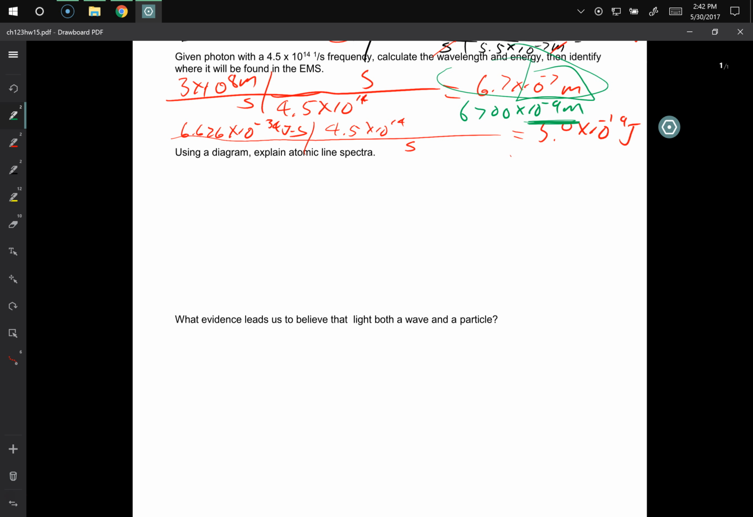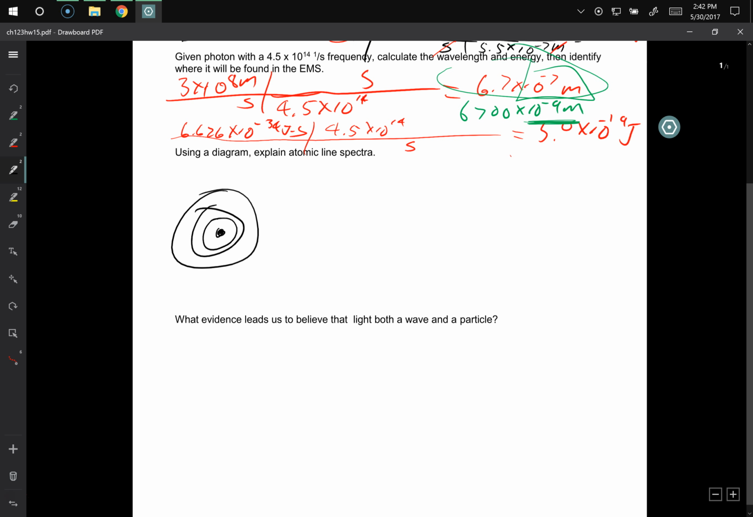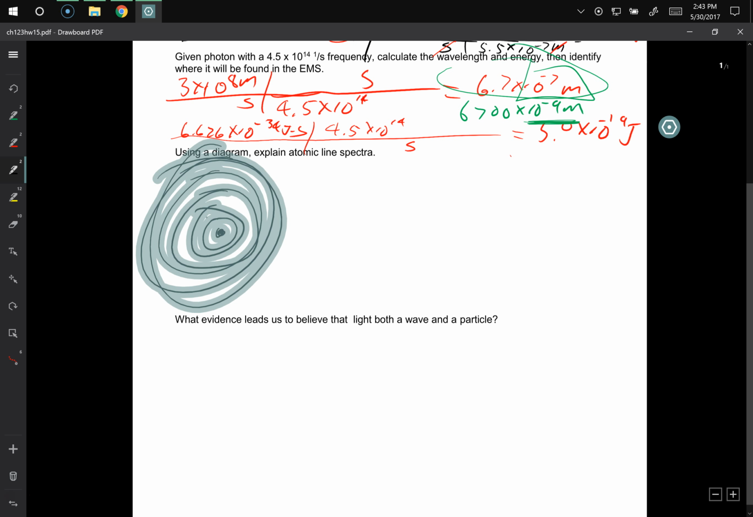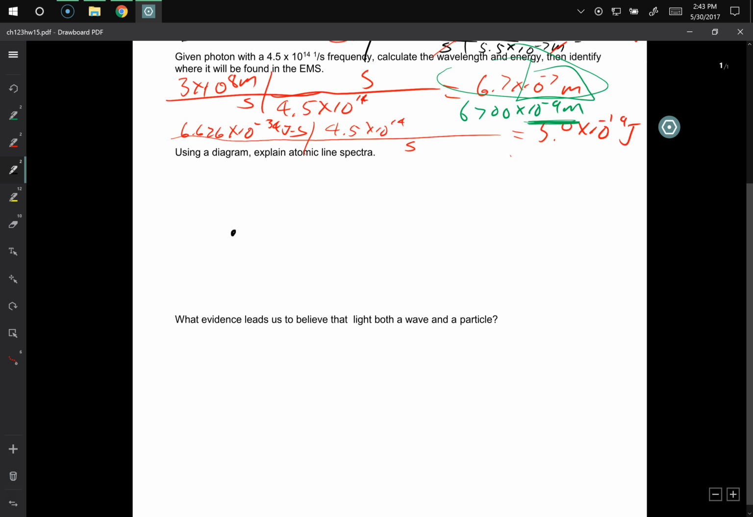Atomic line spectra. You could have drawn this a couple of different ways. I'm going to draw it like this. That looks terrible. I'm going to draw it like this.